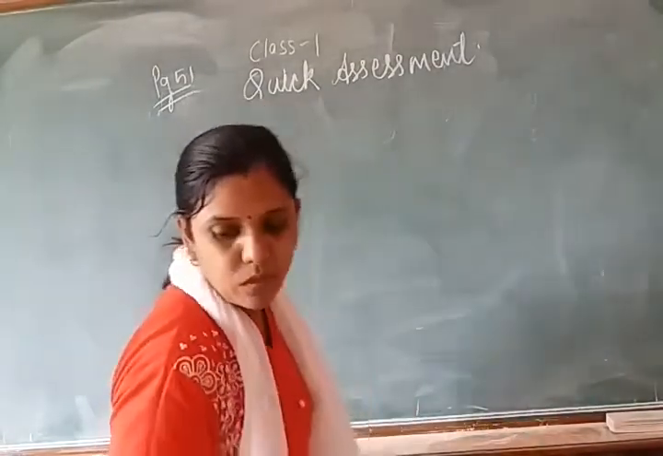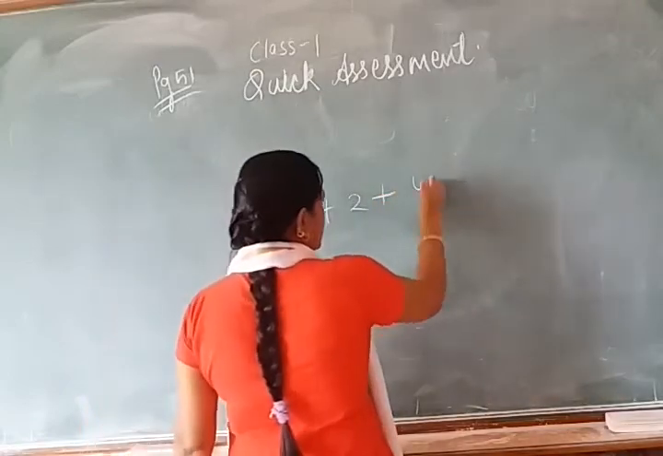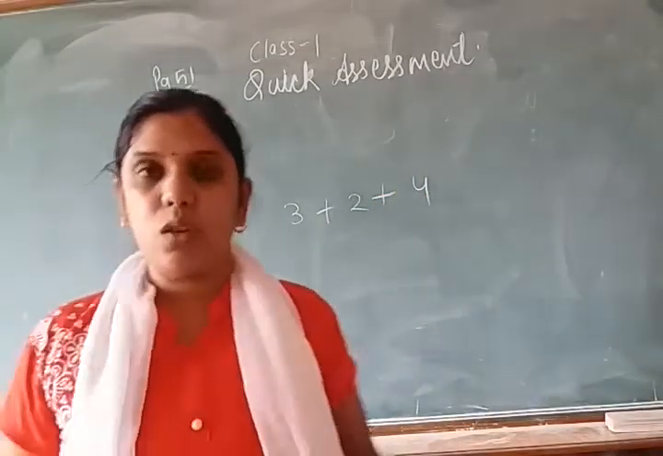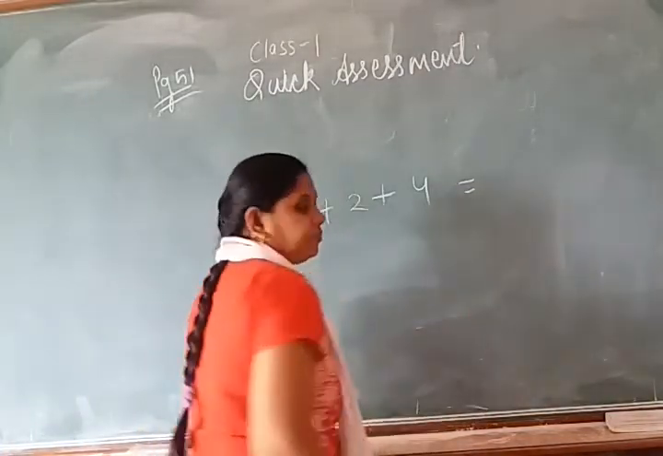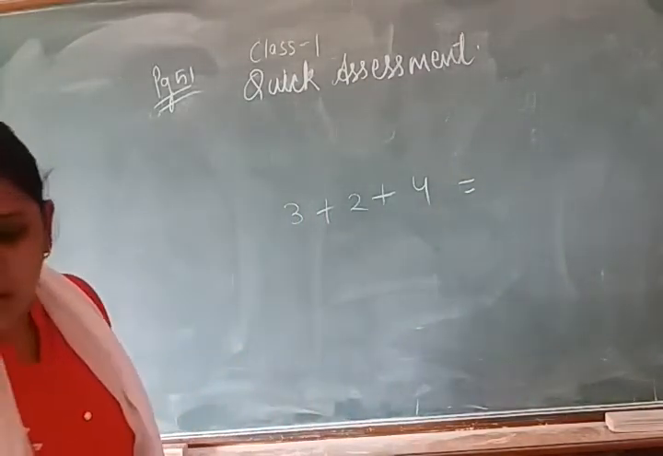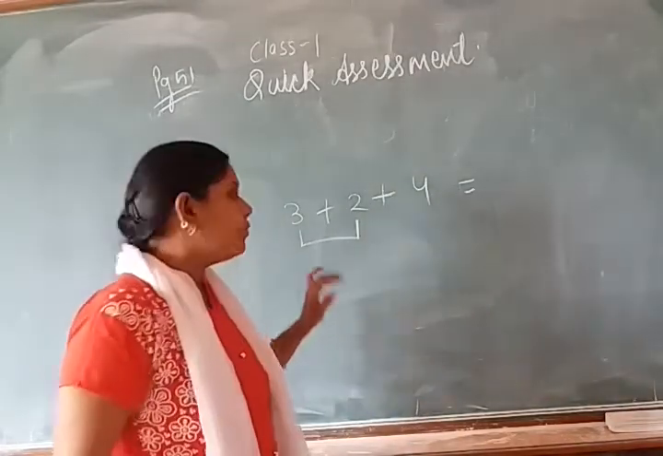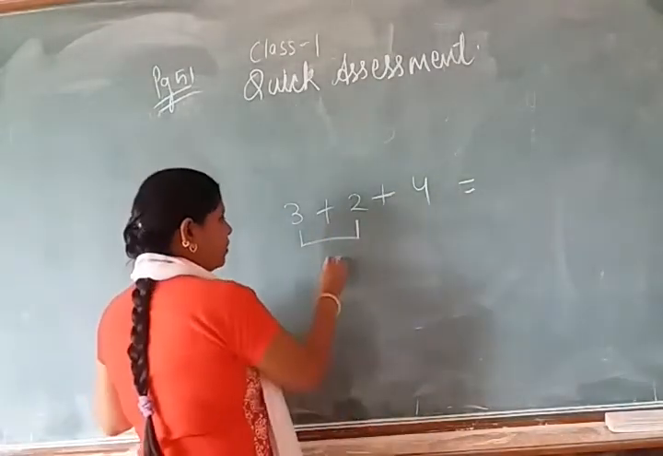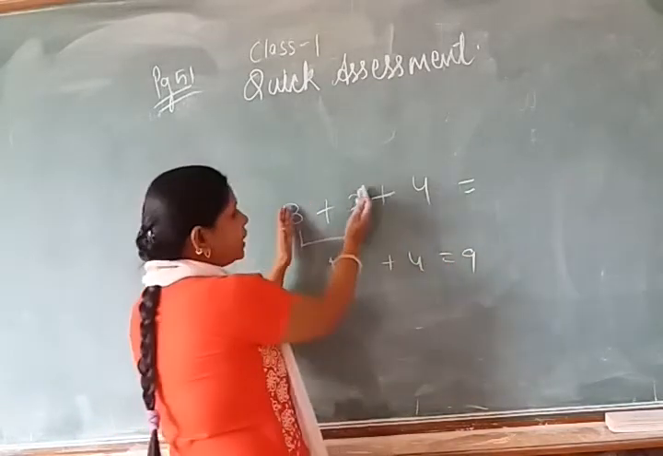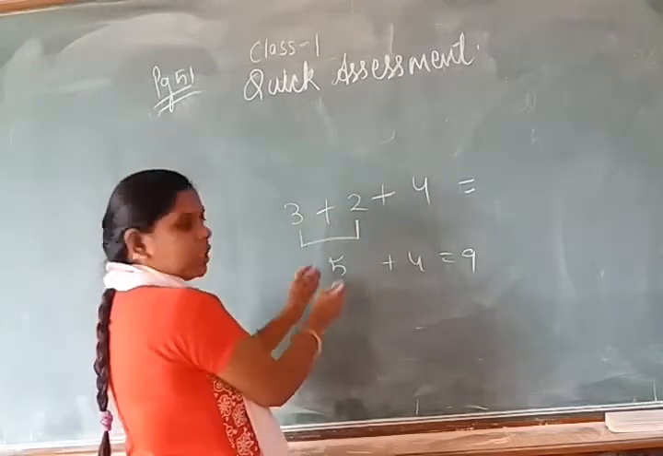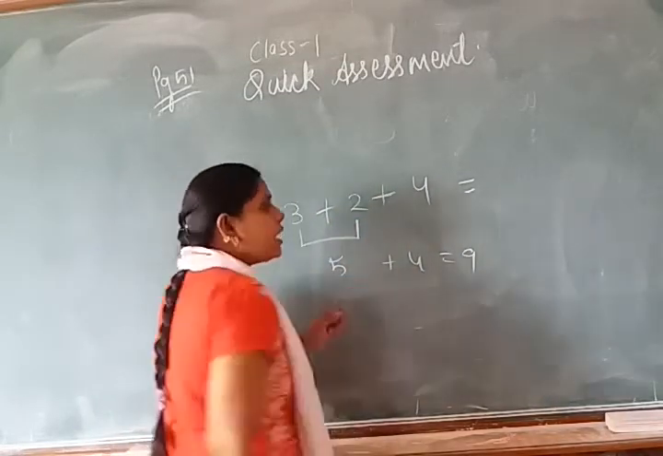First I will explain you one question. Suppose 3 plus 2 plus 4 is there. Now see, if I am adding 3 plus 2, 3 plus 2 is 5. Now 5 plus 4 is 9. First I am adding these two digits. So 3 plus 2 is 5 and plus 4 will be as it is. Now 4 plus 5 is 9.